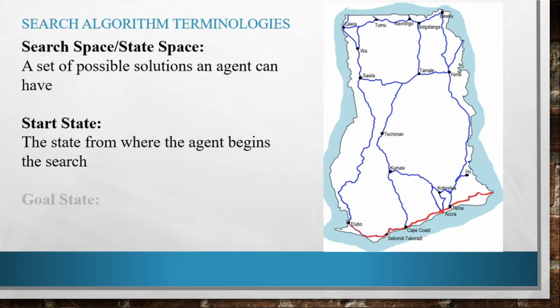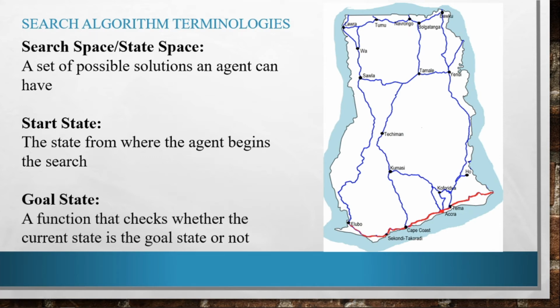And then the third thing we'll be looking at is the goal state. When we talk of a goal state, it is a function that checks whether the current state is the goal state or not. So the agent is currently at Navrongo, and is supposed to move to Tamale. When he moves from Navrongo to Bolgatanga, the goal test checks whether Bolgatanga, the new state the agent is in, is the goal state. That is where the agent actually wants to be. So basically, it's a function or formula that determines whether the state the agent is currently in is what we actually want to achieve.